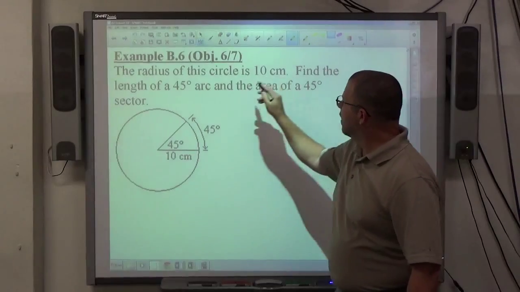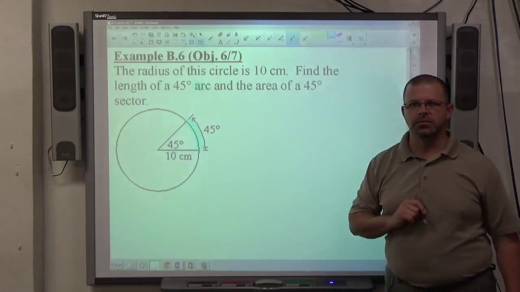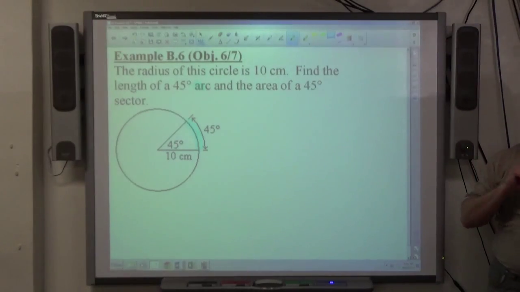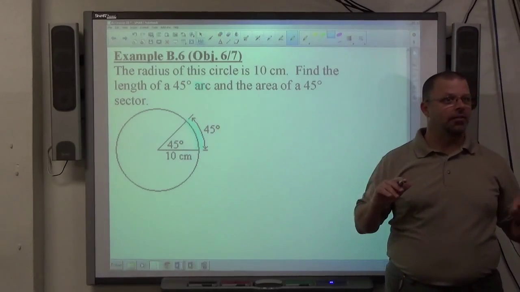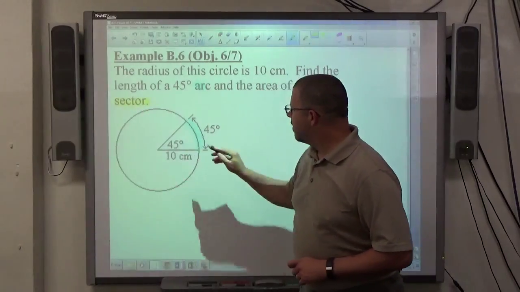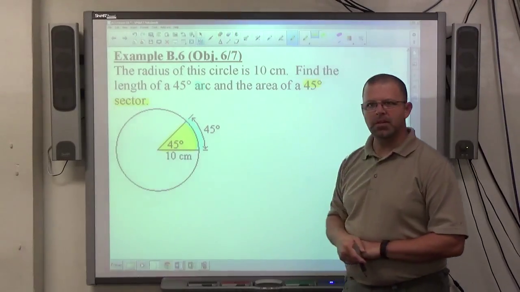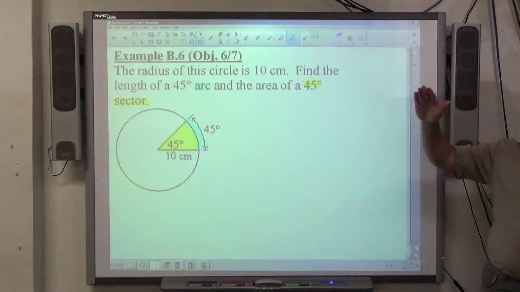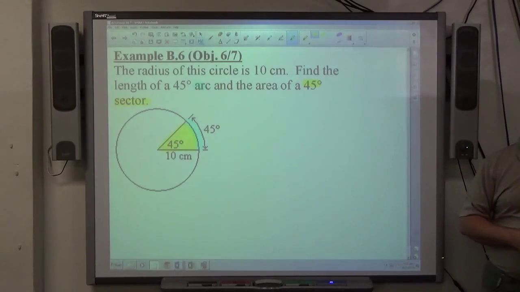If it says arc, it's talking about the edge of the circle. Okay? Arcs have length. They're going to be some length, like 3 feet, or in this case 3 centimeters. I don't know if it's 3 centimeters, but I'm just saying that's how they are. And then it says the area of a 45-degree sector, that is the piece of pie. So the arc is the edge, the sector is the piece of pie. Arcs have length, sectors have area.